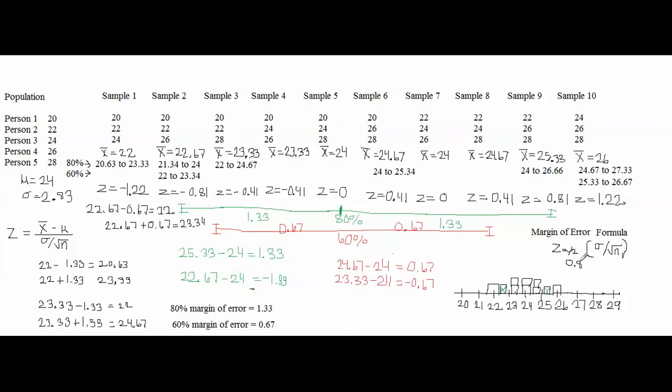You multiply the confidence coefficient by the population standard deviation, which we have over here, 2.83, and that over the square root of n. In this case, n is the sample size, and it's the sample size of all of the possible samples. All of these possible samples have a sample size of 3, which means n is 3 in this example.